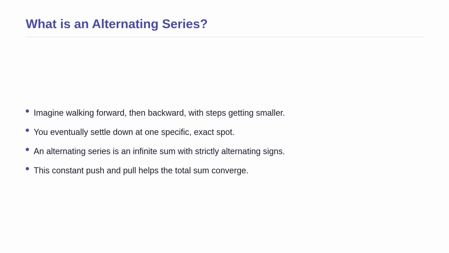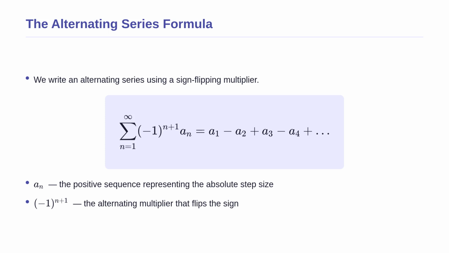In mathematics, this is exactly how an alternating series behaves. Instead of just adding numbers forever and blowing up to infinity, we add, then subtract, then add, then subtract. This constant push and pull makes it much easier for the total sum to settle down or converge to a single finite number.